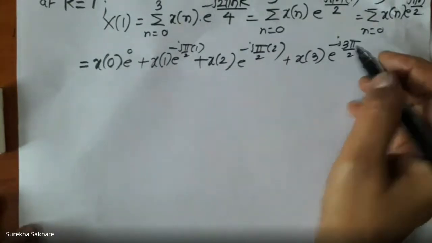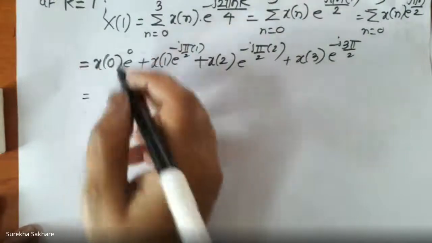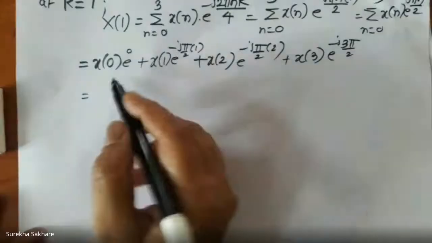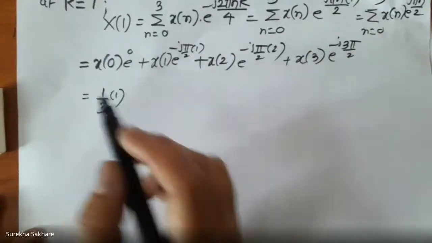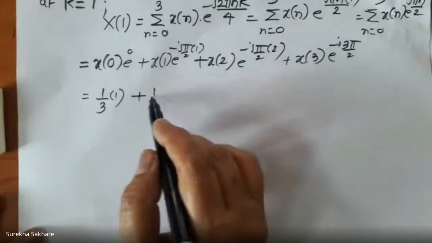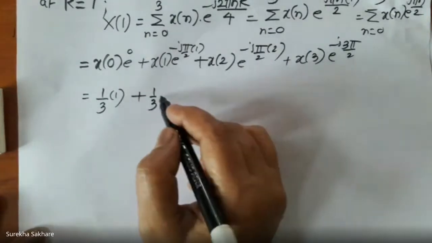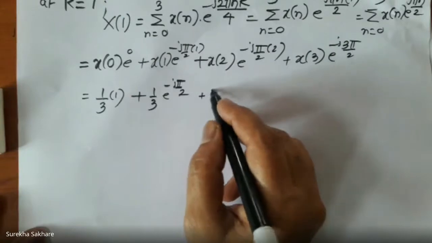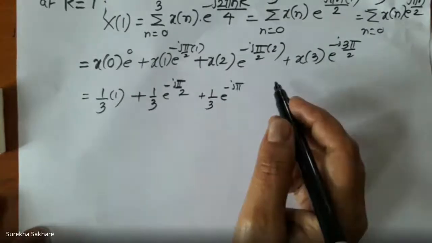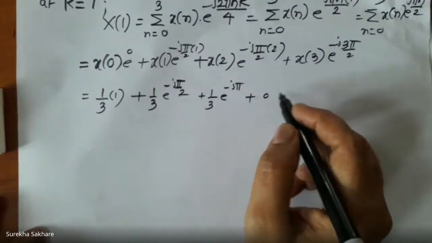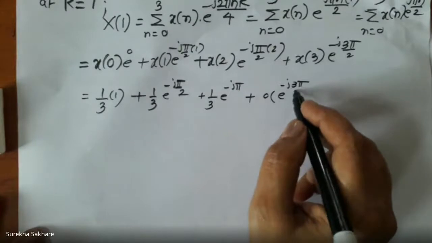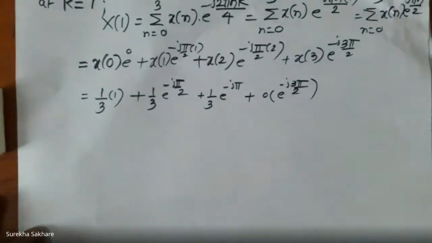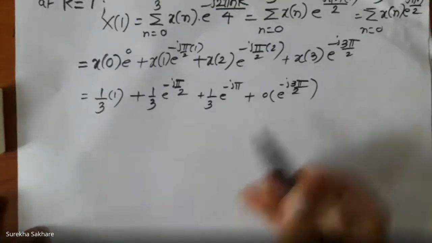Now I will be inserting the values. At k is 1, the first value is making this 0. So this is going to be 1 by 3 into 1, then 1 by 3 into e raised to minus j pi by 2, then 1 by 3 e raised to minus j pi. And this is a 0 because we don't have 0 into minus j 3 pi by 2. Now what has happened here is we are having so many values.